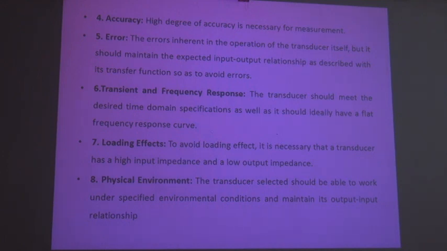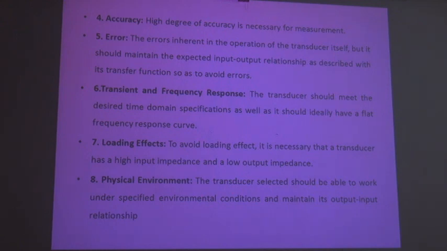Then the seventh factor affecting the selection of a transducer is the loading effect. To avoid the loading effect, it is necessary that the transducer has high input impedance and low output impedance. So this factor must be considered when selecting a transducer. The input impedance of a transducer must be high and the output impedance must be low to avoid the loading effects.